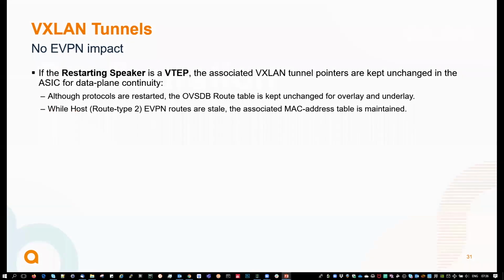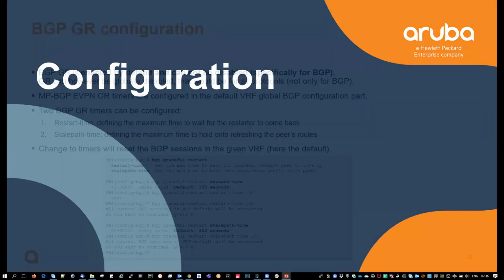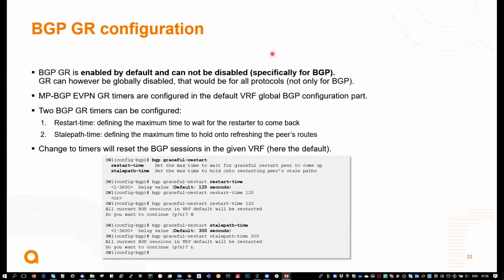Okay, thank you. So in terms of configuration now, BGP graceful restart is enabled by default, and we cannot specifically disable that capability for BGP. You can disable graceful restart globally. That's a global parameter that will affect all the protocols, not only BGP, but also OSPF and all other protocols that have graceful restart capability. But for BGP as such, inside the BGP process, there is no way to disable that.